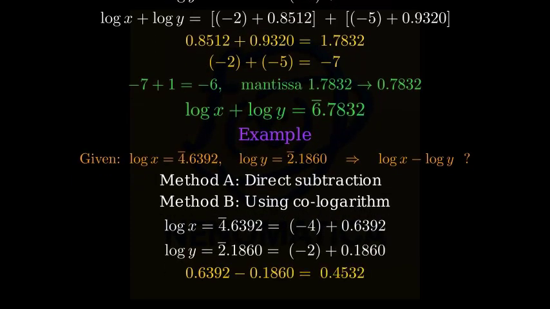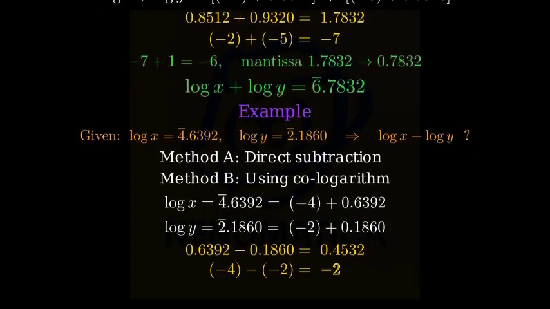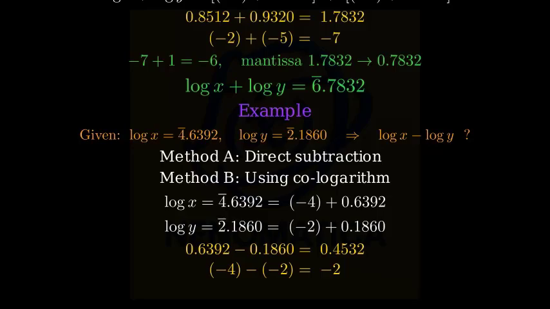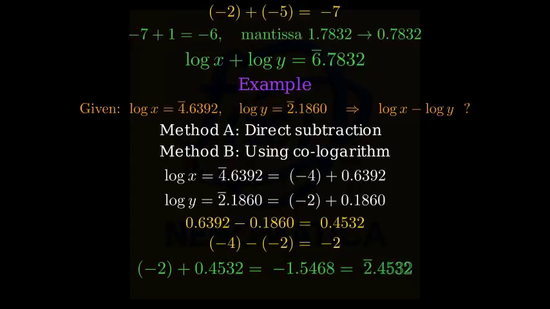Method A. Decompose each. Subtract the mantissas. 0.6392 minus 0.1860 equals 0.4532. Subtract the characteristics. Negative 4 minus negative 2 equals negative 2. Combine. Negative 2 plus 0.4532 equals negative 1.5468. Write this in bar notation as bar 2.4532.